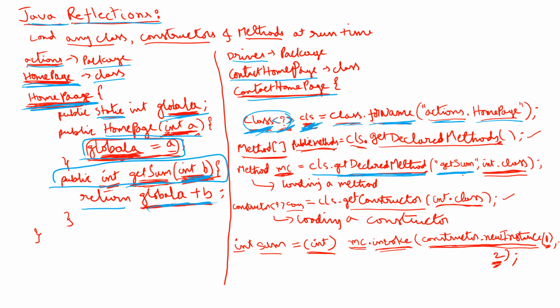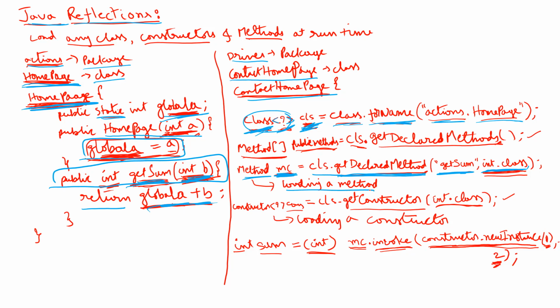So we are passing that one, and this getSum method takes one argument which is an integer. So we have to pass the class type of that integer, which is int.class. For example, if I am passing another variable also, then I have to put a comma here and add that variable also, and this returns a Method. So I am naming this method as mc. This will load the method.